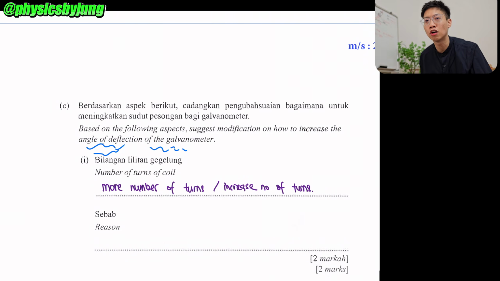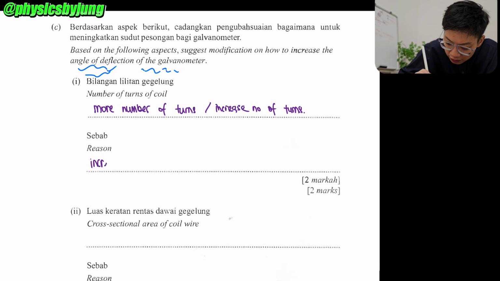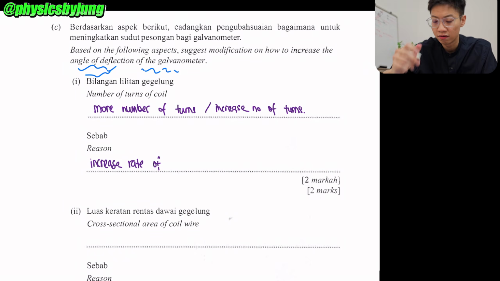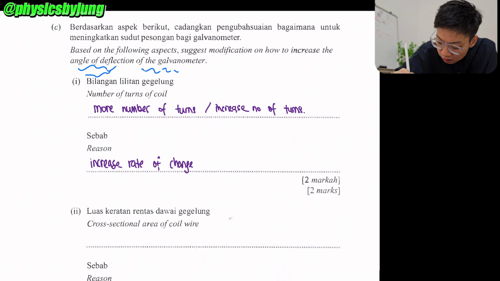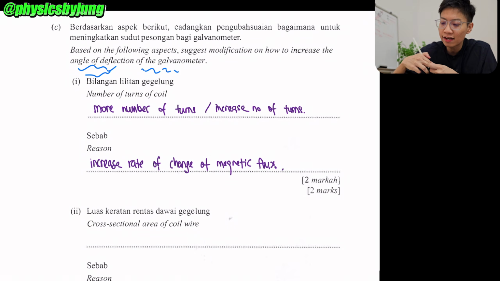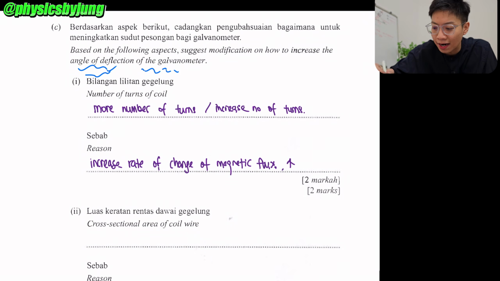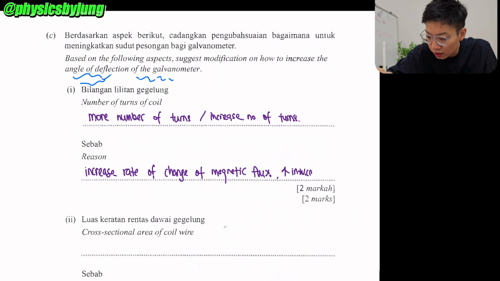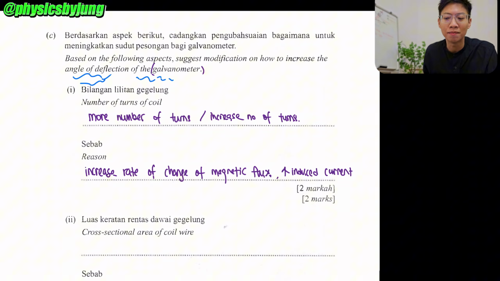So what's the advantage of doing this? It is so that we can increase the rate of change of magnetic flux, which is to increase the rate of cutting of magnetic flux. And then after that, so that I can increase my induced current flow. Here, obviously, I can use induced current because I already told you galvanometer.